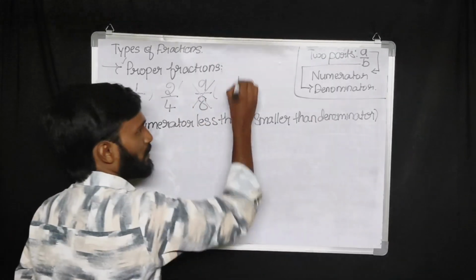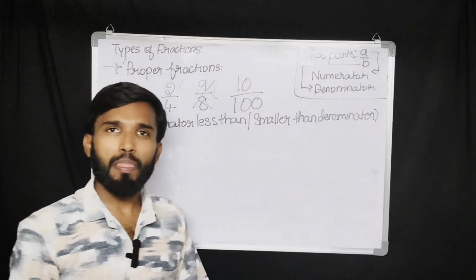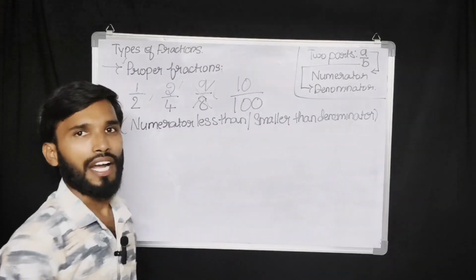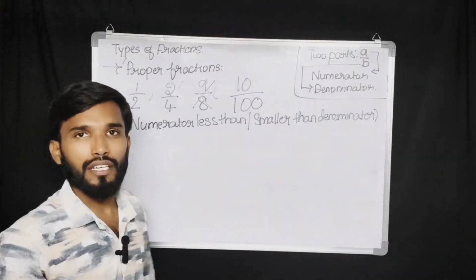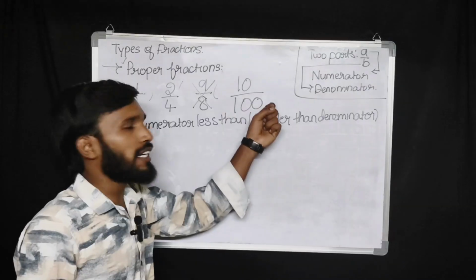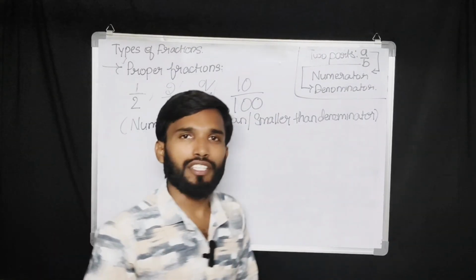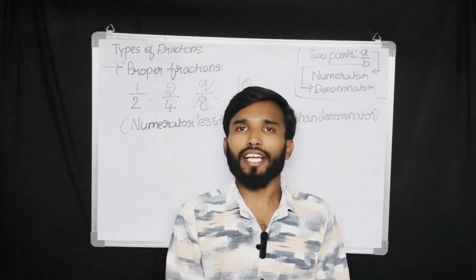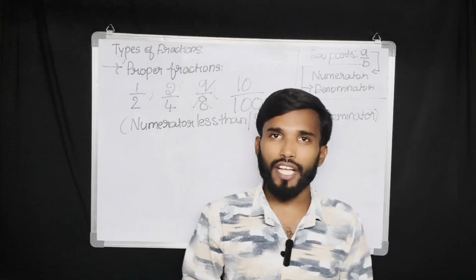Now take another one, 10 by 100. Here the numerator is 10 and the denominator is 100. So the numerator is small and the denominator is bigger. That means numerator is smaller than the denominator, or not? Yes. So where a fraction is having the numerator smaller than the denominator, then the fraction is known as proper fraction. So this is about the proper fraction.